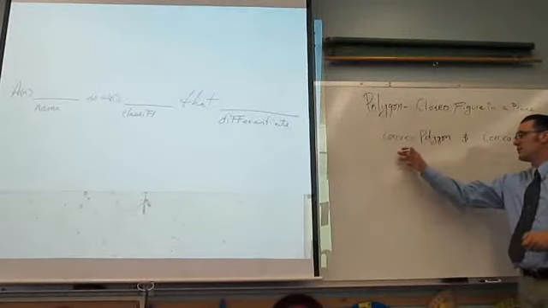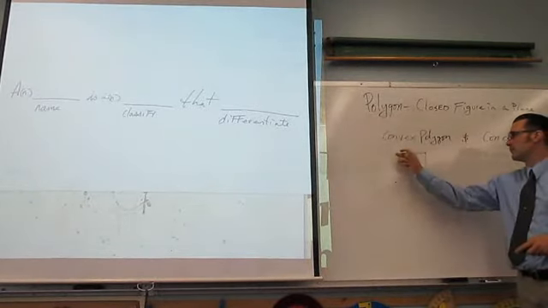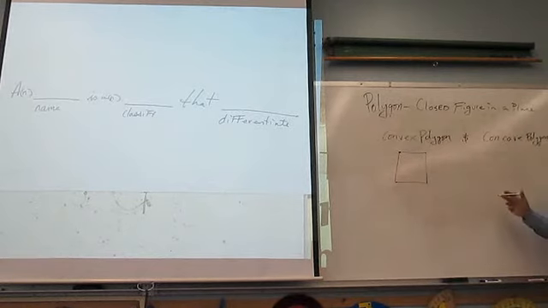Okay, convex polygons look like this. Concave polygons look like this.